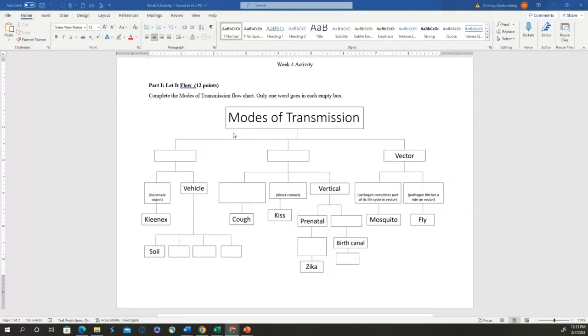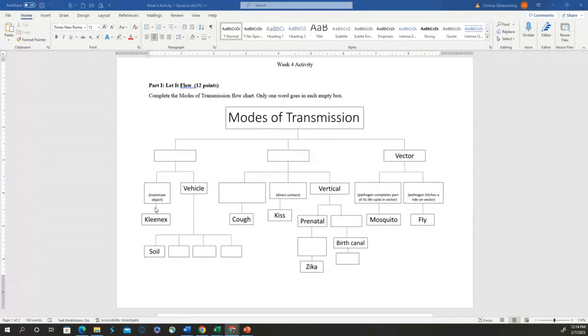So then when you're going through your notes, there's another category of transmission, and it has 2 different subcategories. One is vehicle, one is something else. So you'll fill in that something else. A Kleenex is an example of this type, okay?